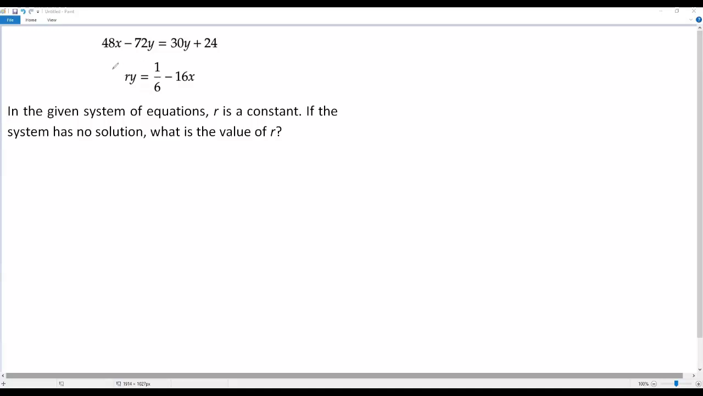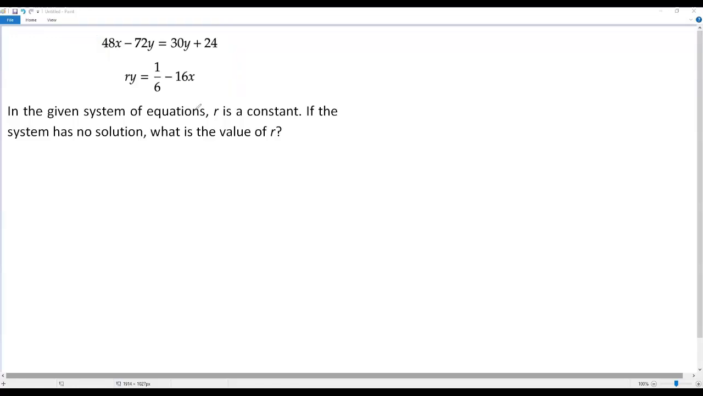Usually, we have two linear equations in the given system, and if a system of two linear equations has no solution, then the two lines given by the linear equations in the system must be parallel. So if the two lines are parallel, then their slopes must be equal.